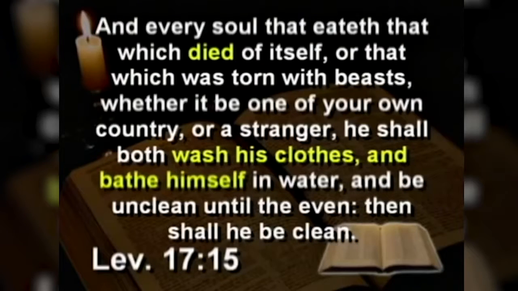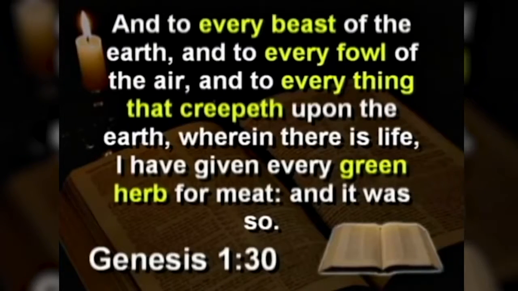3,000 years earlier, in the book of Leviticus, God had told Moses, tell the people when you touch a dead body, you are unclean, and wash your hands and your body before you touch anybody else. God said that 3,000 years before science figured it out. God said to every beast of the earth, to every fowl of the air, and everything that creepeth upon the earth, when there is life, I've given green herb. You mean everything that lived on earth ate plants before the flood came?